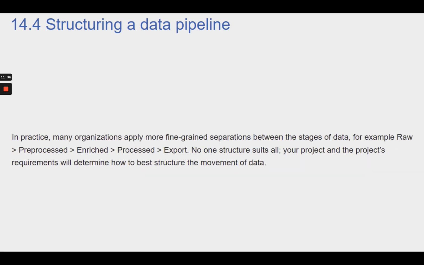In practice, many organizations apply more fine-grained separations between the stages of data. For example, raw, pre-processed, enriched, processed, export. No one structure suits all. Your project and the project's requirements will determine how to best structure the movement of data.